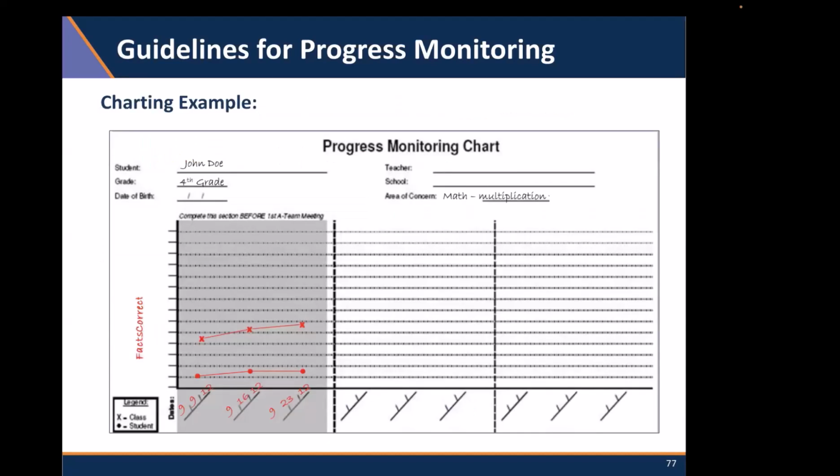This is a charting example that we talked about. This just shows, for one of our students, a progress monitoring chart. What is the area of concern? What is the intervention that we're really focusing on? And what are the dates that we're giving this check-in for our student? And then charting how they're doing so that we can hopefully see growth in our student. And if we're not, then we need to switch up what we're doing.